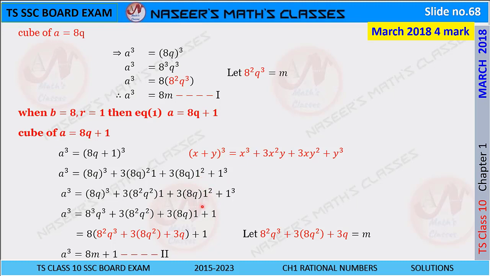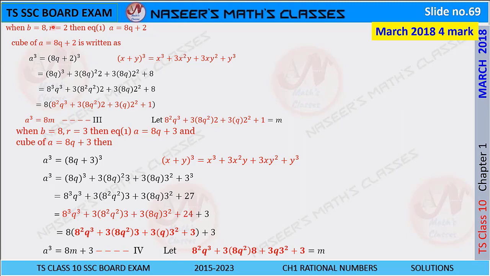So here 1 square is written as 1 and 1 cube is written as 1, and (8q) whole square is written as 8 square q square and (8q) whole cube is written as 8 cube q cube. From these three terms we take out 8 common, then it is written as 8 times (8 square q cube + 3 times 8 q square + 3q). Let 8 square q cube + 3 times 8 q square + 3q be equal to m. Then we get a cube is equal to 8m + 1. Let this one be Roman number 2 equation.